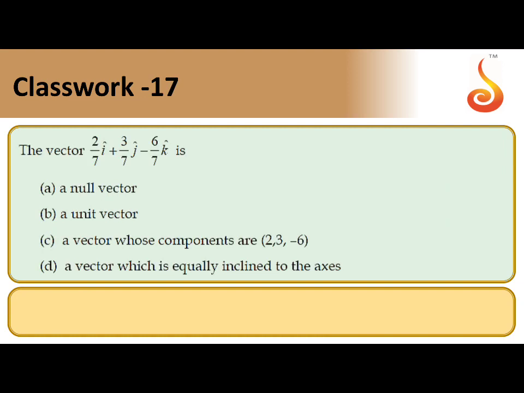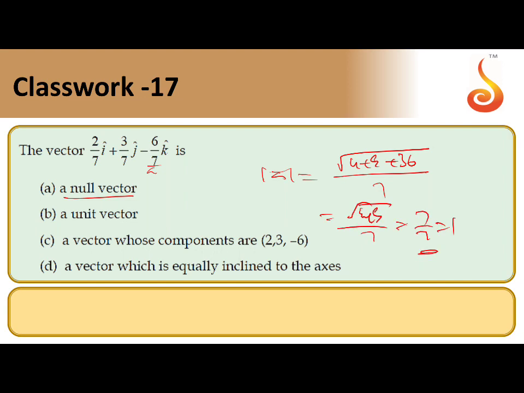Next, is the vector a null vector or a unit vector? A vector whose components are 2, 3, minus 6, a vector which is equally inclined to the axes. So it's clearly not a null vector. So next you can check the unit vector. Unit vector means you can take the magnitude. So you can take this A bar. So the magnitude of A bar: denominator is 7, keep it as it is, numerator is 4 plus 9 plus 36. Root 49 by 7, that is 7 by 7, that gives 1. If the magnitude of the vector is 1, then A bar is what? Unit vector. So answer B is right.